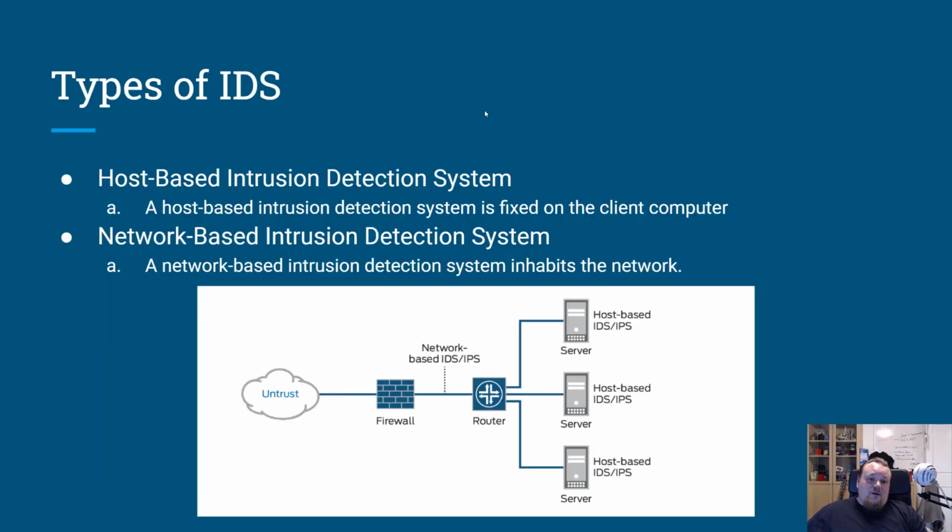So let's get on. As we also talked about, there are two types of IDS. The first one is host-based, and the second type is network-based. A host-based intrusion detection system is fixed on a client computer, and the network-based is a system that inhabits the whole network. That is why it's called network-based, because it is protecting the whole network. You could ask the question: should the rules on the host-based and the network-based IDS be the same, or should the host-based be more based on the actual host that it's installed on?